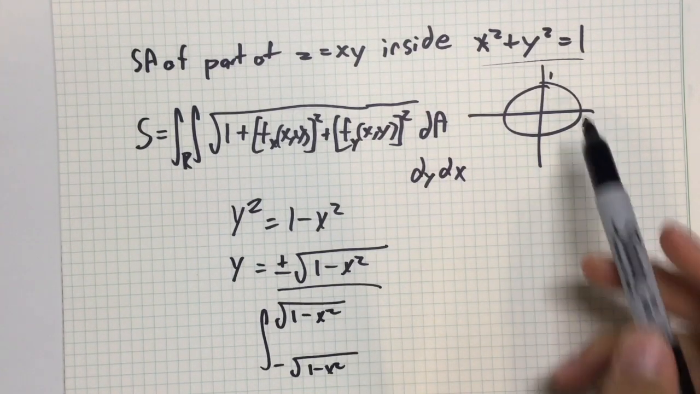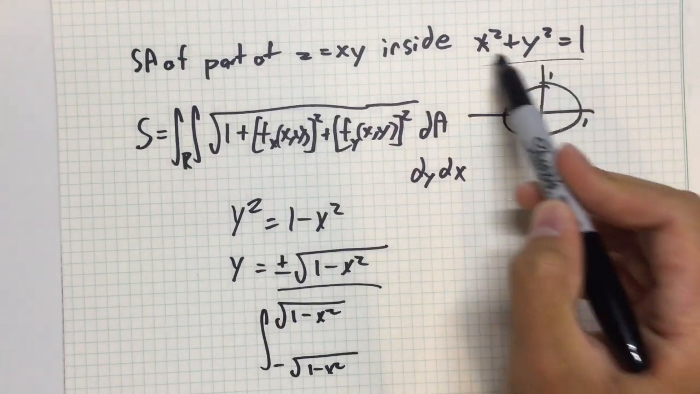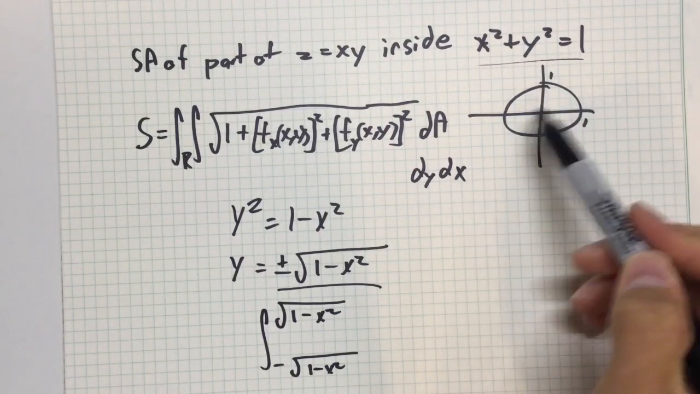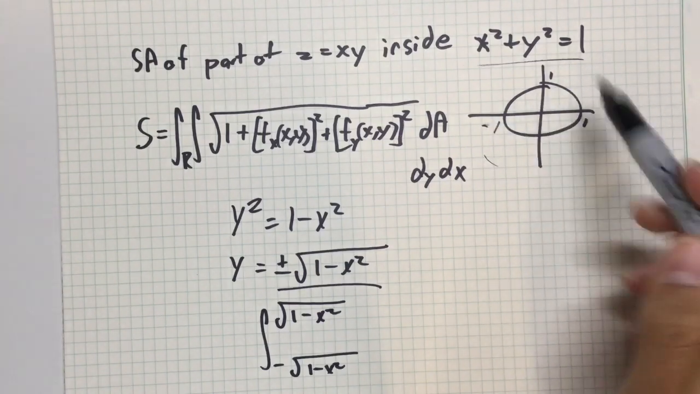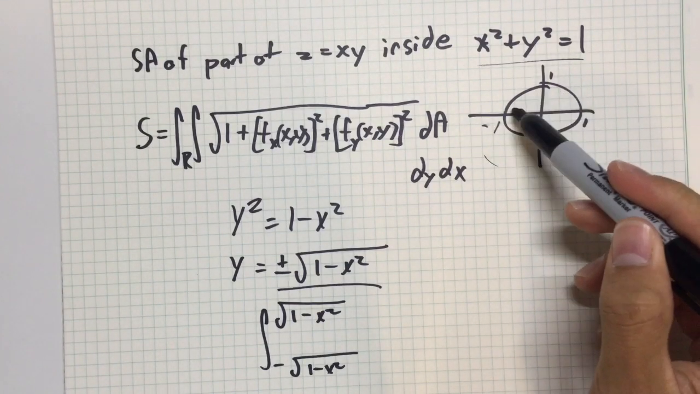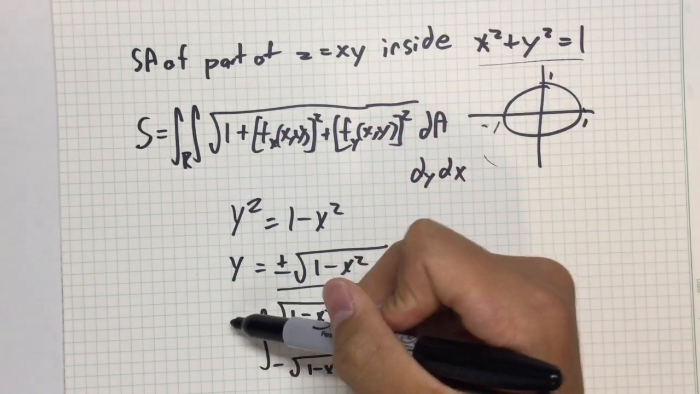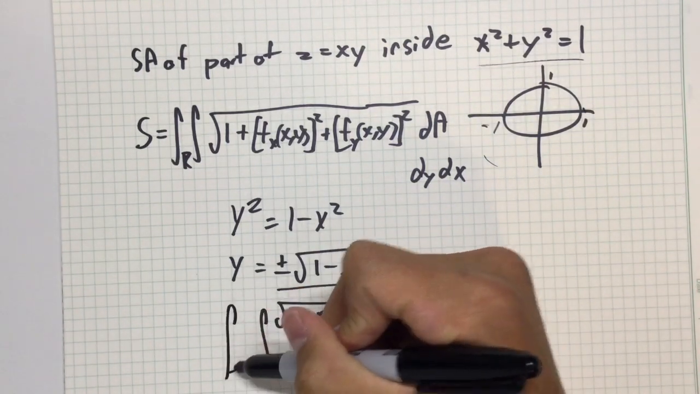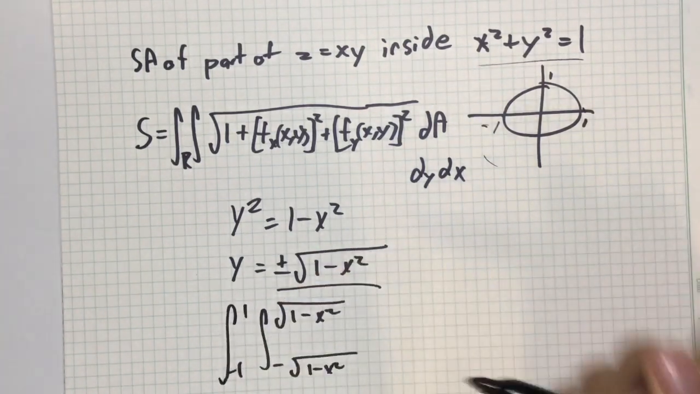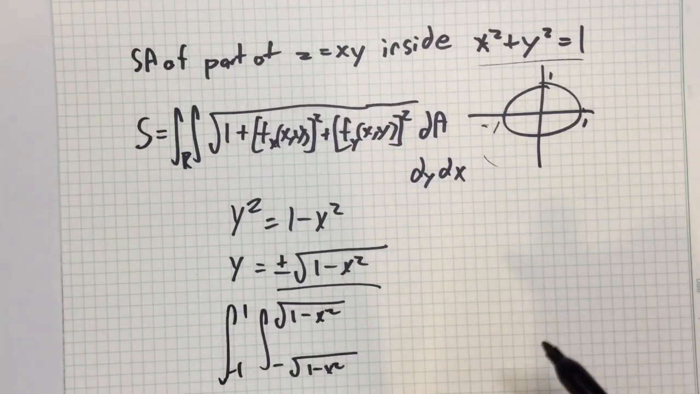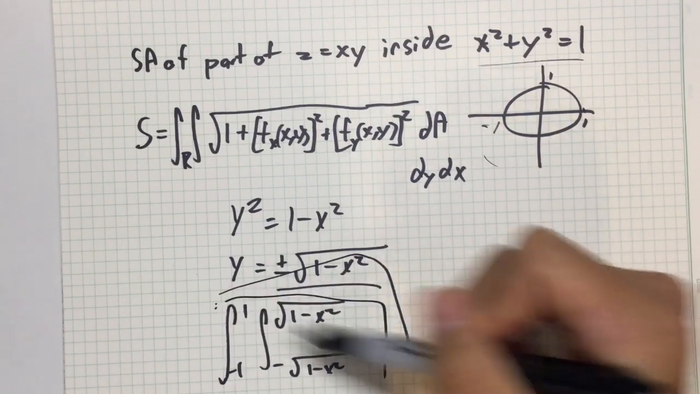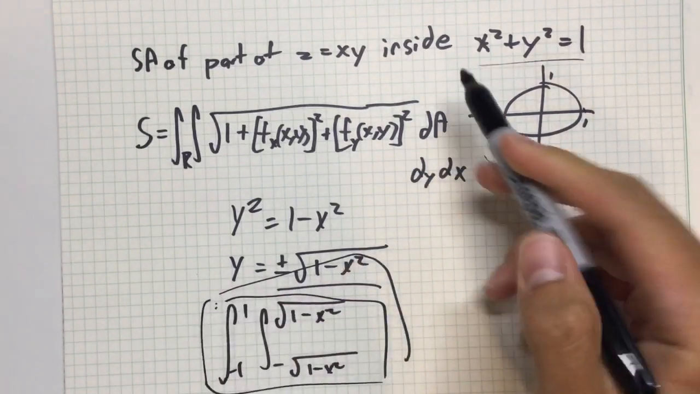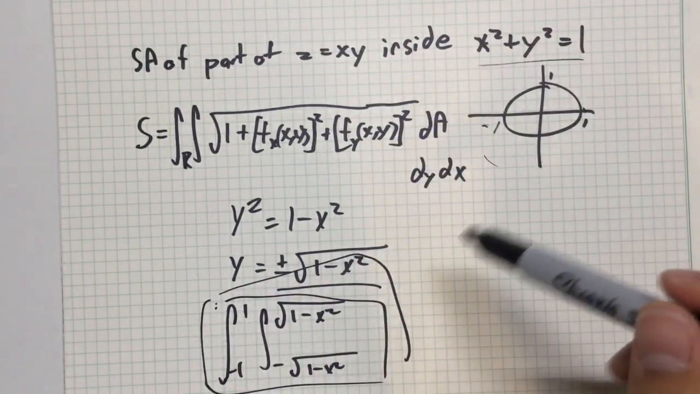And if we look at the circle, the bound for dx is only going from negative 1 to 1, right? There's nothing else that it'll go past. It's only from here to here. We can just write down negative 1 to 1 because that's what the bounds are for dx. So this is going to be our bounds for the surface area.